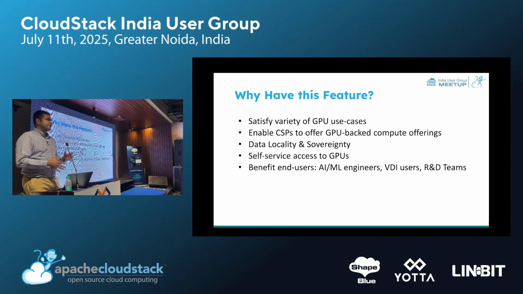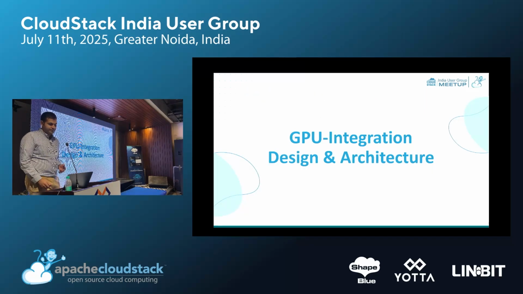It's also to enable CSPs who want to offer GPU as an offering to their users and their customers. The other one is the AI or data locality and sovereignty, right? That's a big one. I think in the morning, Sunil talked about that. It's also about the ability to have end users self-service GPUs. You don't want to ask for permission. If you're onboarded as a user or customer, you should be able to use that. And of course, it benefits a variety of end users of GPU.